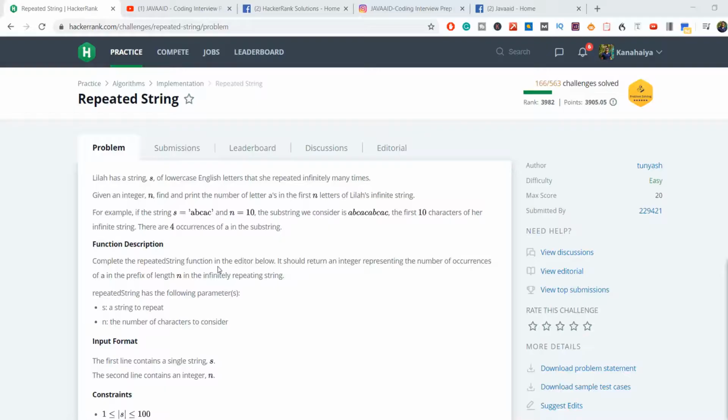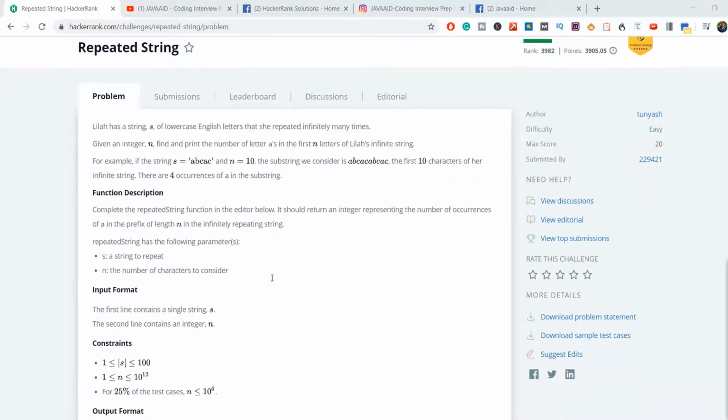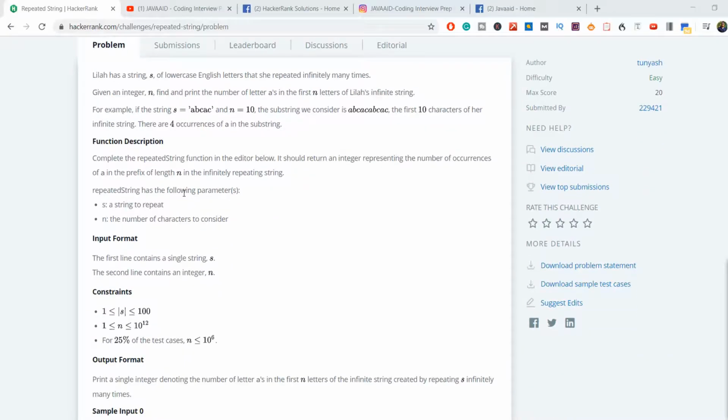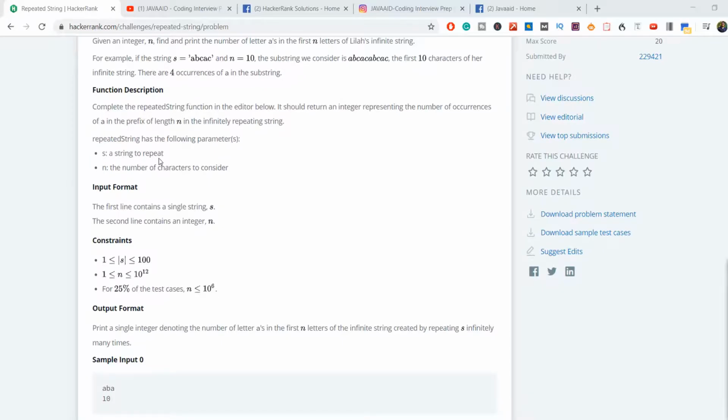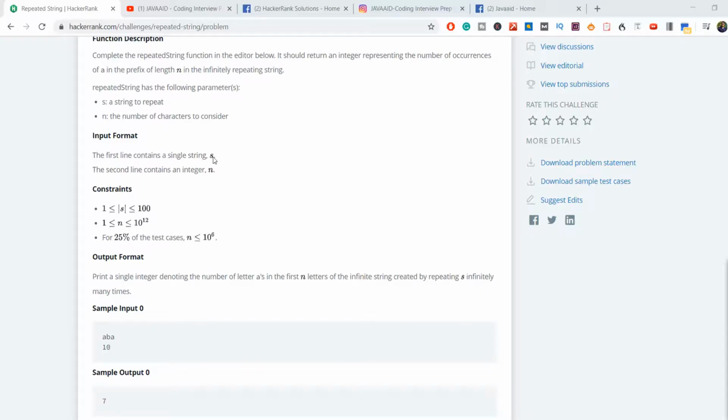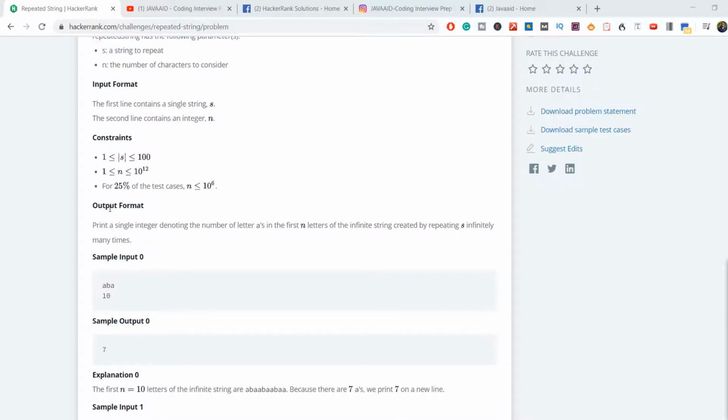Complete the repeated string function in the editor below. It should return an integer representing the number of occurrences of A in the prefix of length n in the infinite repeated string. The repeated string function has the following parameters: S, a string to repeat, and n, the number of characters to consider. The first line contains a single string S. The second line contains an integer n. And these are the constraints, guys. And this is the output format. Print a single integer denoting the number of letter A's in the first n letters of the infinite string created by repeating S infinitely many times.